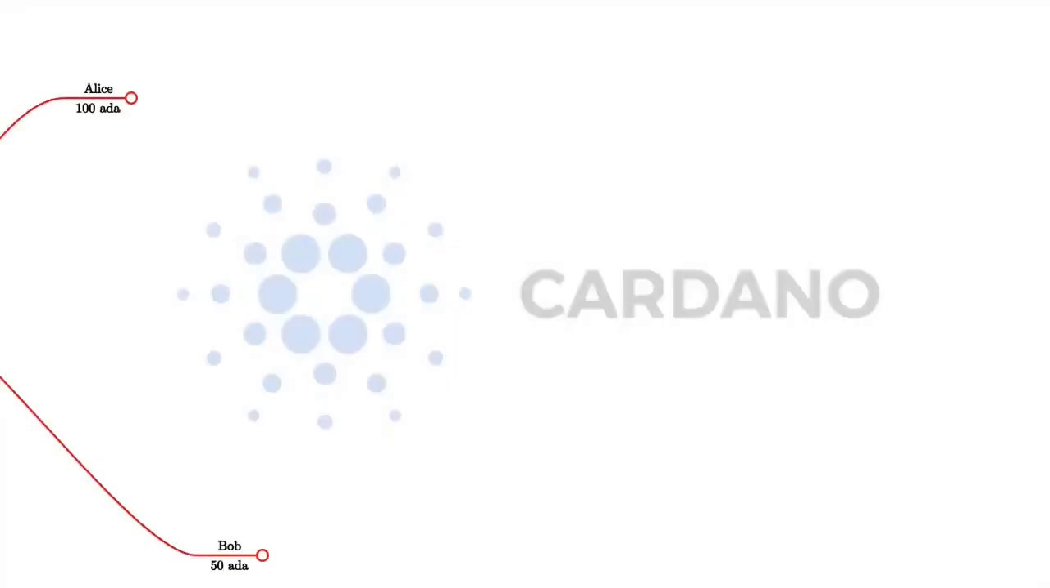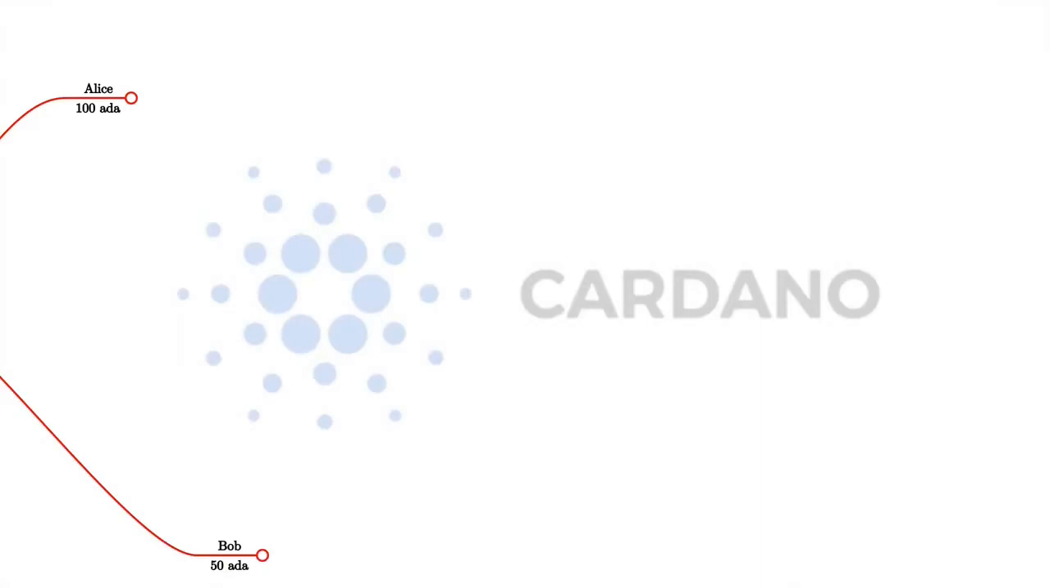Unspent transaction outputs are exactly what the name says. They are transaction outputs, that is outputs from previous transactions that happened on the blockchain that have not yet been spent. So let's look at an example where we have two such UTXOs. One belonging to Alice, 100 ADA, and another one belonging to Bob, 50 ADA. And as an example, let's assume that Alice wants to send 10 ADA to Bob.